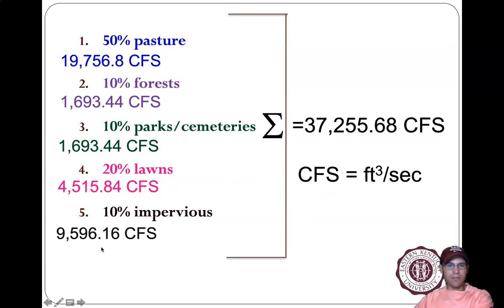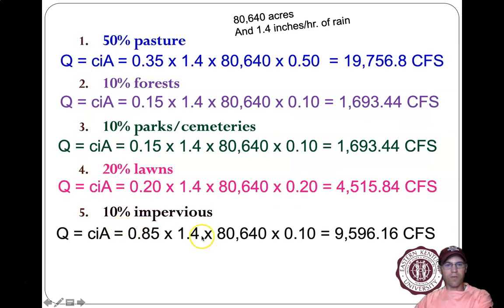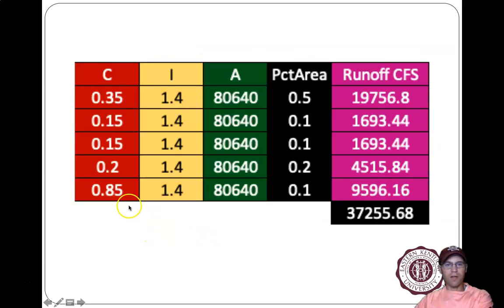It's easier probably just throwing those numbers into a Microsoft Excel spreadsheet where you've got your C, I, and your A, and then your percent area, and you do a formula that is this: equals C times I times area, and then you get that value, and you do that for each of your different land uses with, you know, the coefficient down here for impervious being the 85% runoff one, right? So these are in the same order, and the Excel sheet makes it a lot easier.